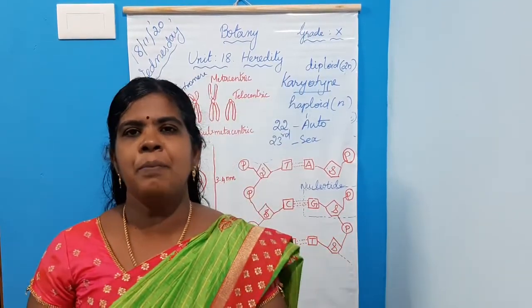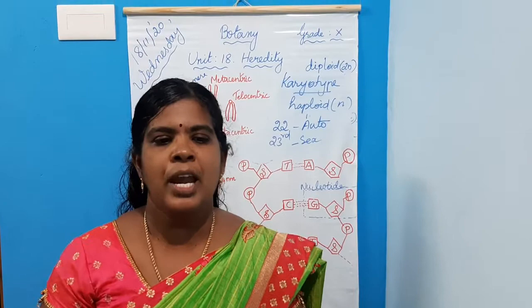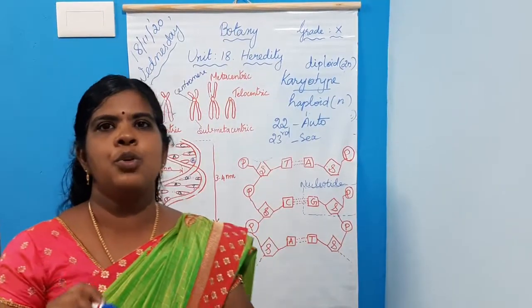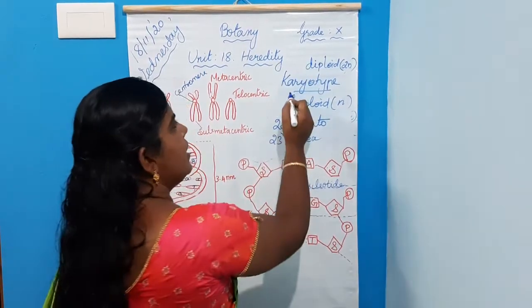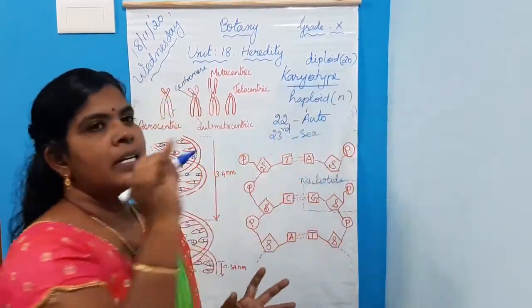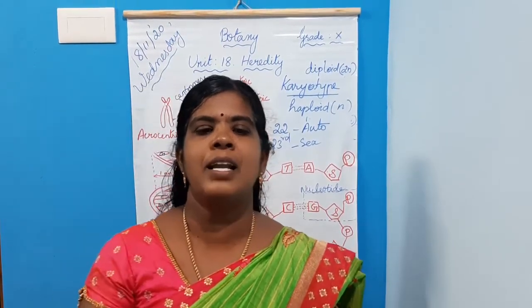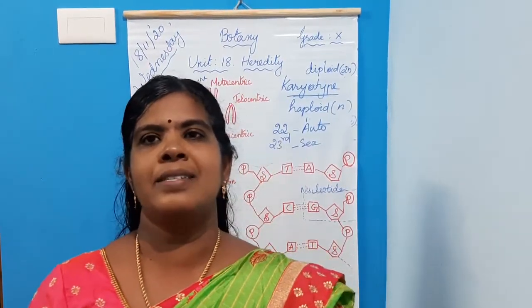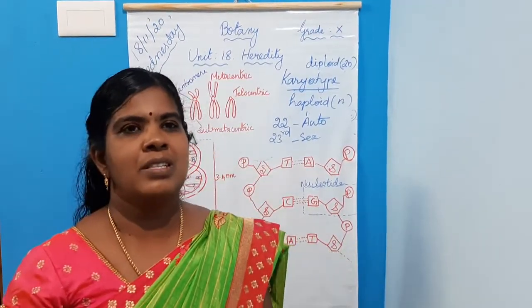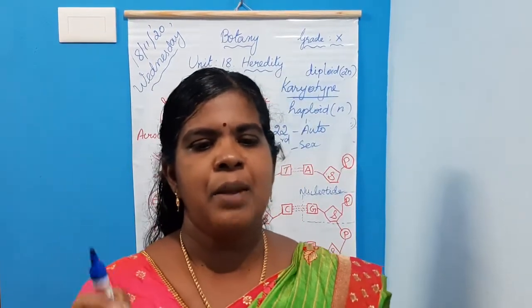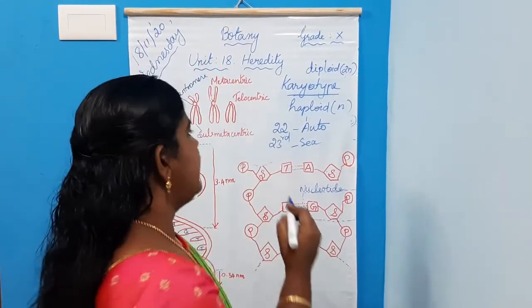So karyotype is the size, shape and number of chromosomes in the cell nucleus of an organism. Now, next is about the ideogram. It is a diagrammatic representation of the karyotype of a species, that is ideogram.